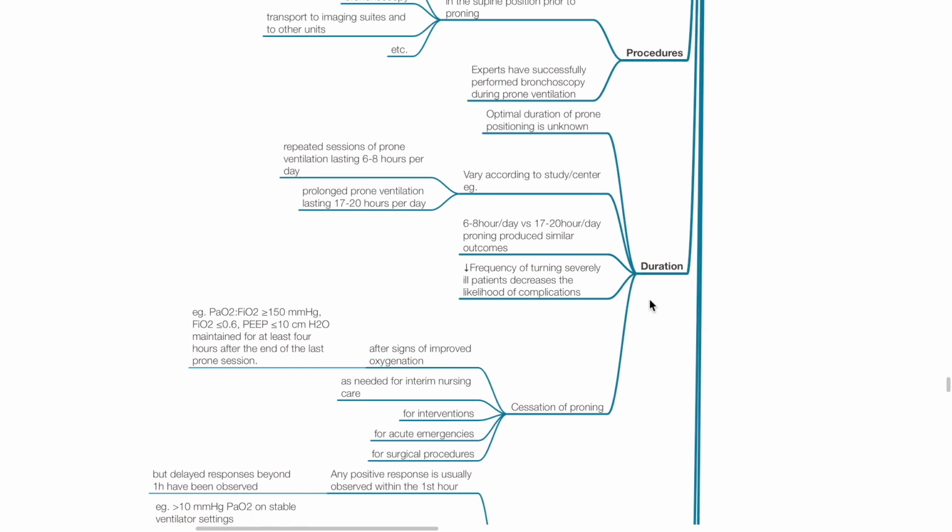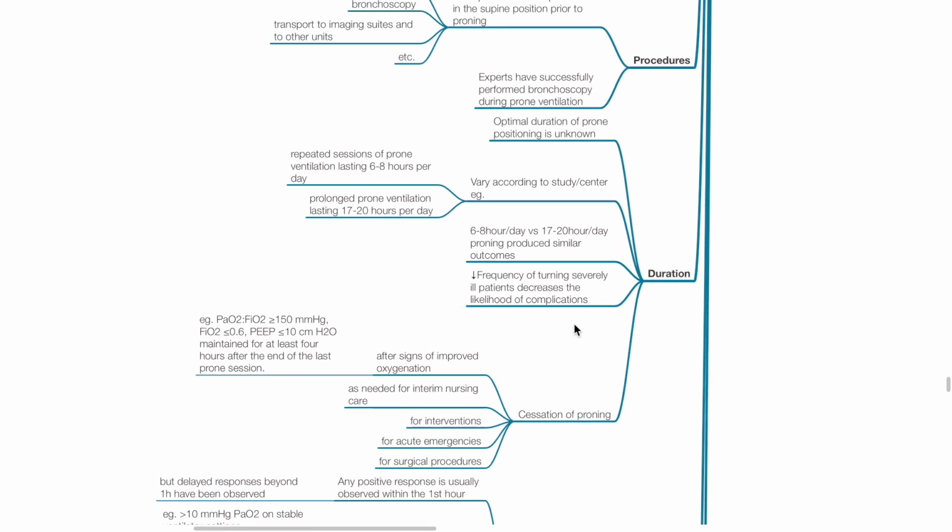Duration of prone ventilation. The optimal duration of prone positioning during ARDS is unknown and varies according to the study or center. Some centers have repeated sessions of prone ventilation lasting 6 to 8 hours per day. Some have prolonged prone ventilation lasting 17 to 20 hours per day. Both durations produced similar outcomes. Reduction in frequency of turning severely ill patients decreases the likelihood of complications.